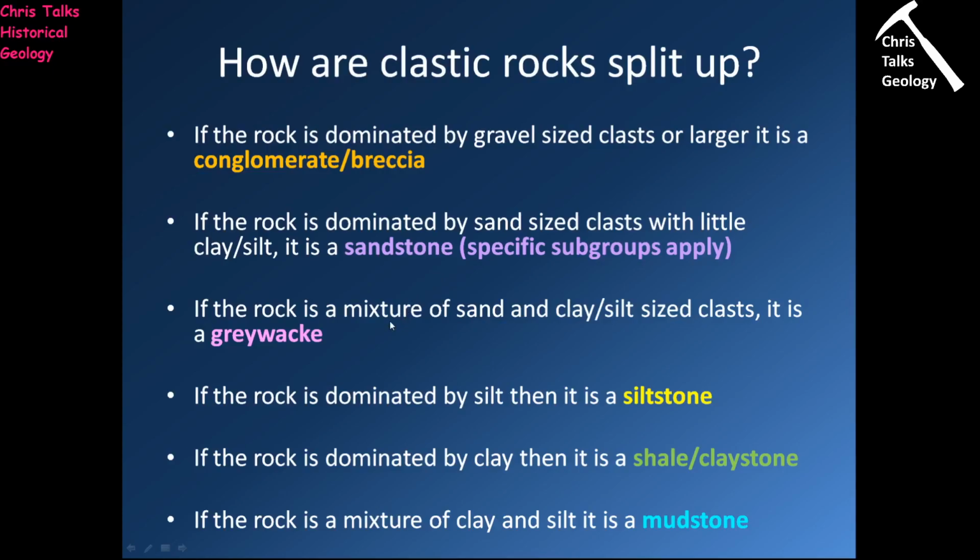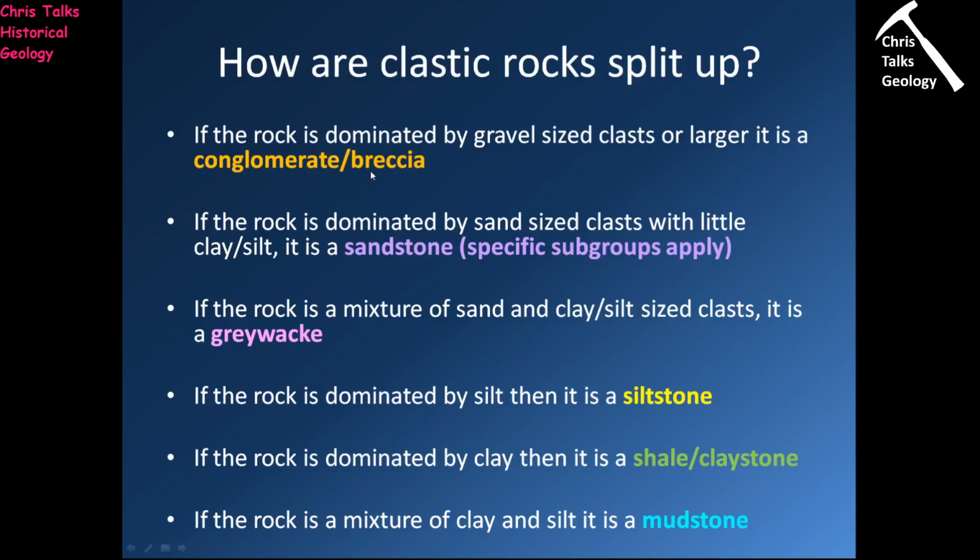If you have a sedimentary rock that's a mixture of both sand-sized clasts and clay and silt-sized clasts, you're going to be looking at a greywacke. If your sediment is dominated by silt-sized clasts, you're going to have a siltstone. If your rock is dominated by clay-sized clasts, you're going to have yourself a shale or claystone. And if you can't really distinguish between the silt and the clay, let's say your rock is like 40% silt and 60% clay, so you can't really say it's one or the other, then you'll typically refer to that rock as a mudstone. So a mudstone is a mixture of both silt and clay-sized particles.